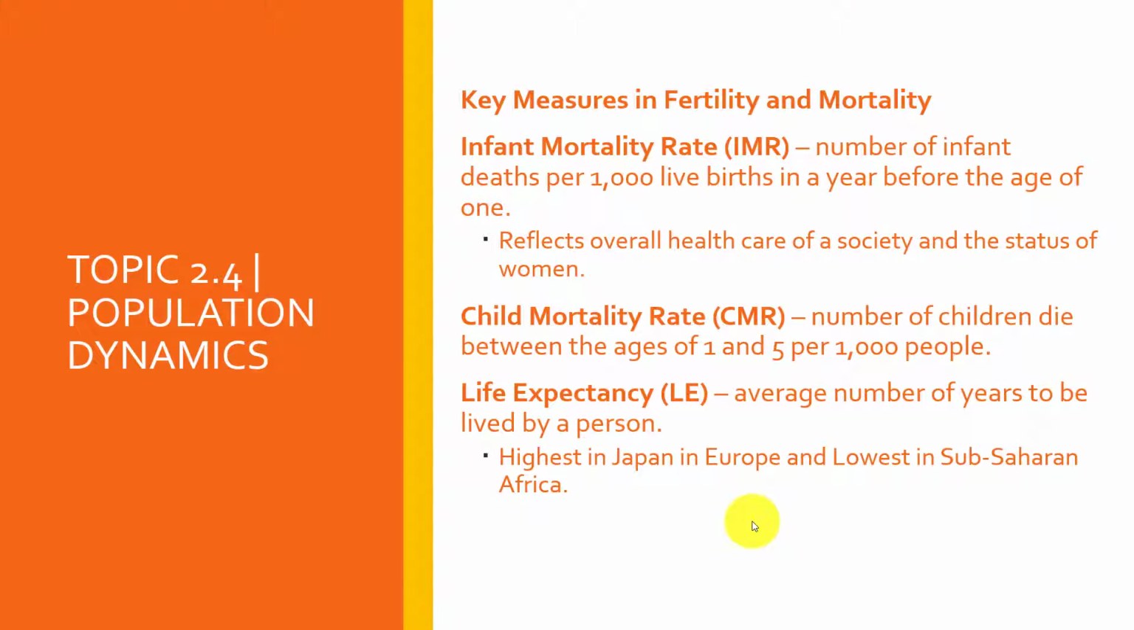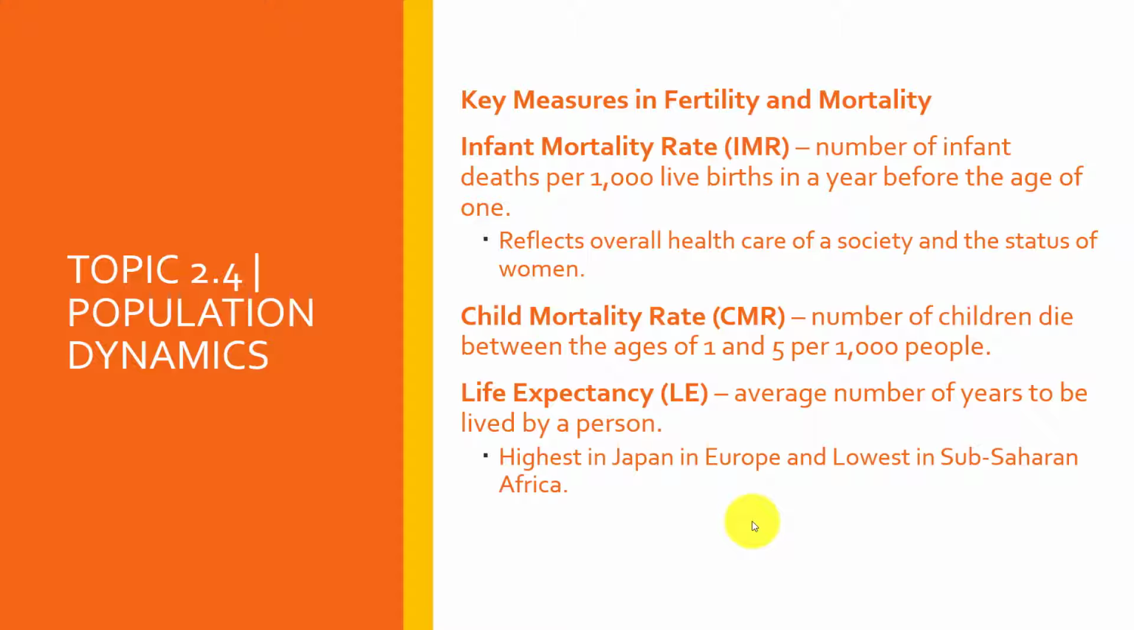Alright, so these are more measures. Infant mortality rate is the number of infant deaths per 1,000 live births before the age of 1. Again, the healthcare of a society, especially the status of women, reflects on the infant mortality rate, whether it's high or low. Child mortality rates are the number of children that die between the ages of 1 and 5 per 1,000, and the life expectancy is the average number of years to be lived by a person.